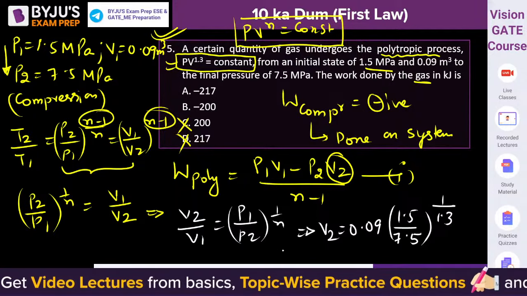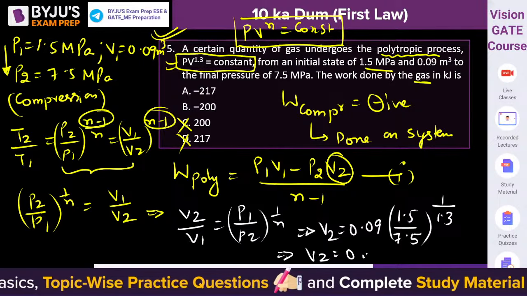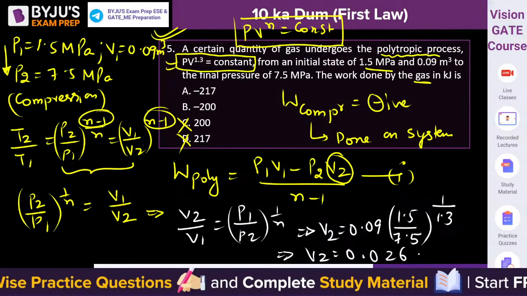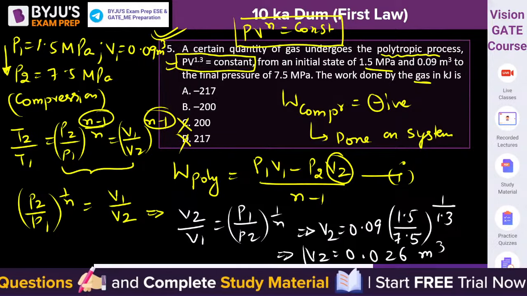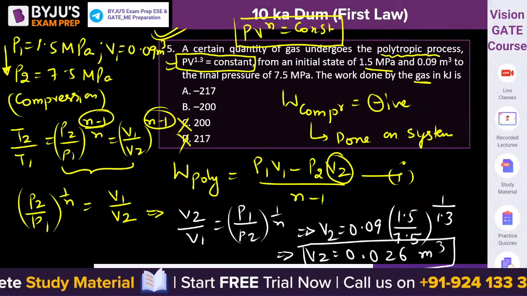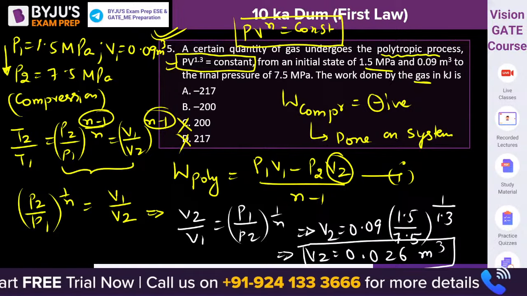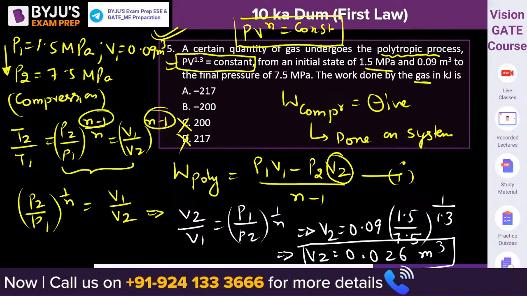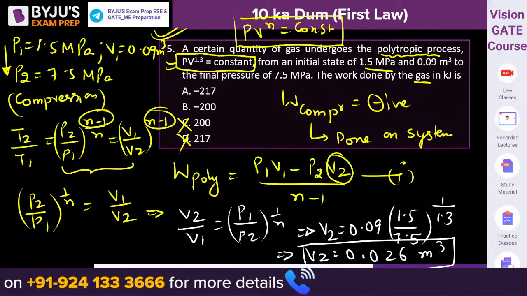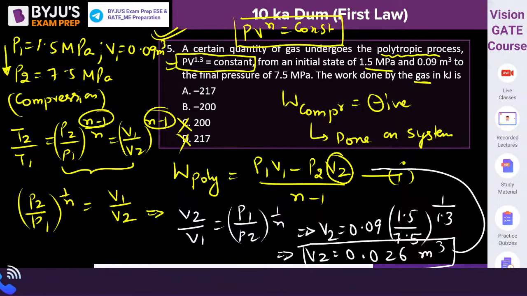Are you guys getting V2 as 0.026? Those who are getting it, please raise your hand. The value of V2 should be 0.026 meter cube. 1 by 5 is 0.2 to the power 1 divided by 1.3, into 0.09. It is 0.026, and if you put the value here, then it is just a formula based question.